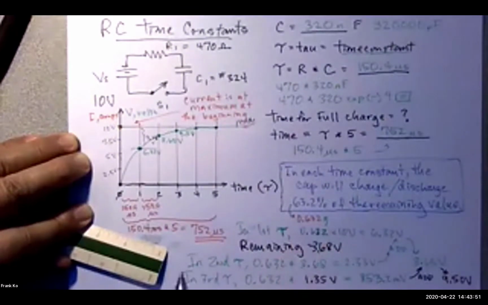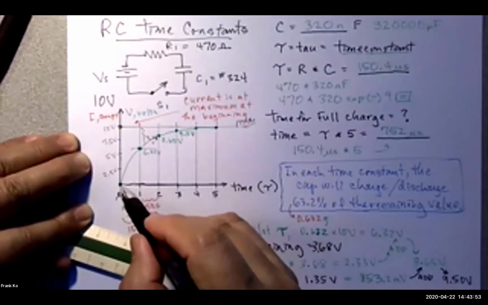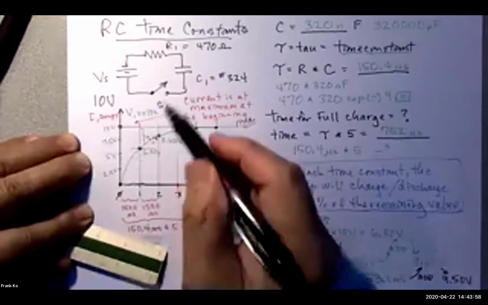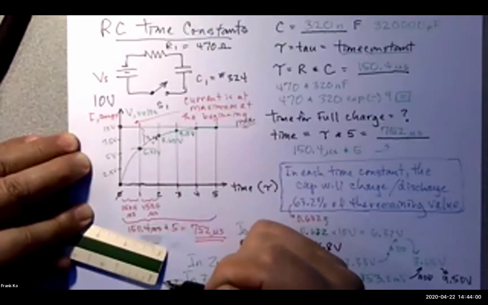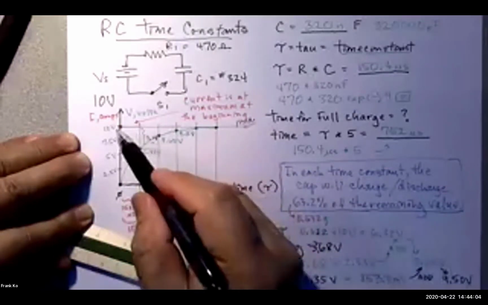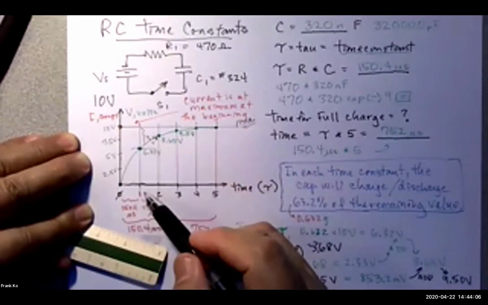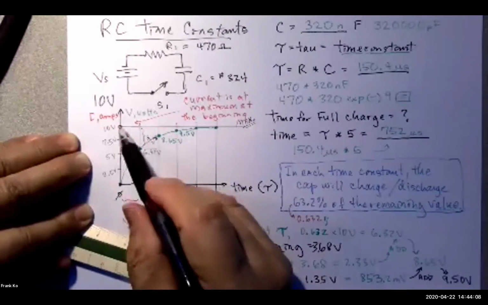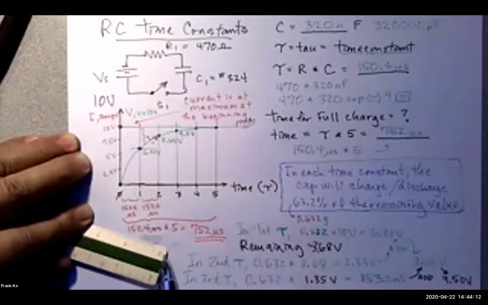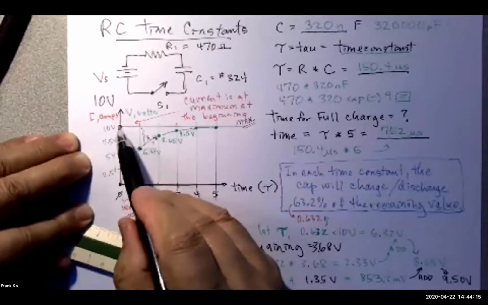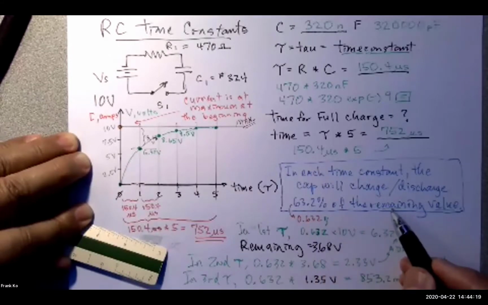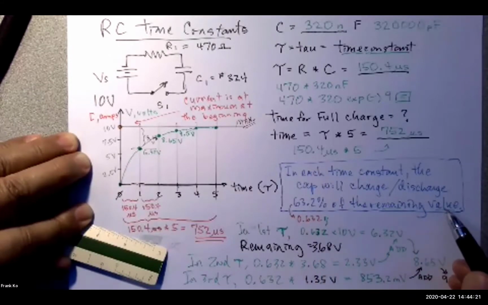So the moment we close the switch, right here at 0, my voltage is nothing, but my current starts flowing immediately to start charging the cap. As the cap is charging up, the rate of current flow will decrease. So at what rate does the current decrease? Listen carefully. The current will decrease 63.2% of the remaining value.